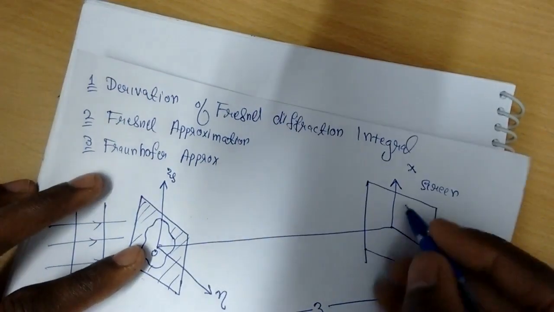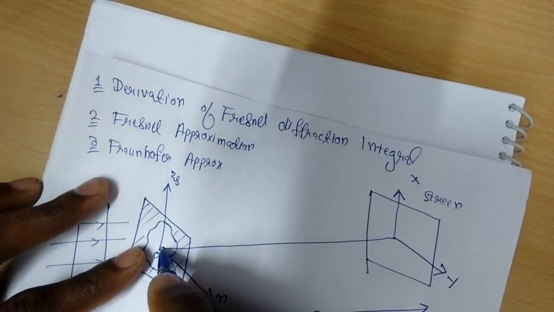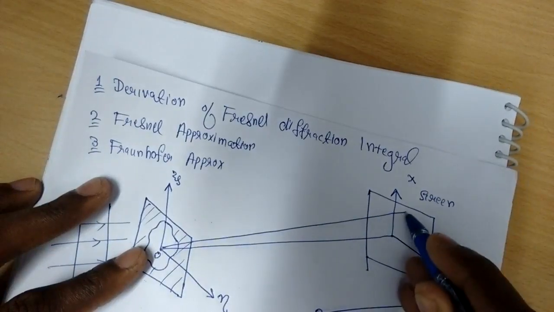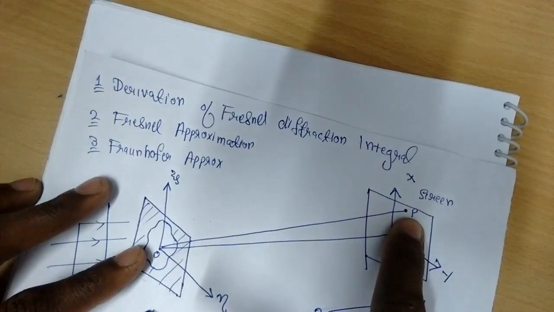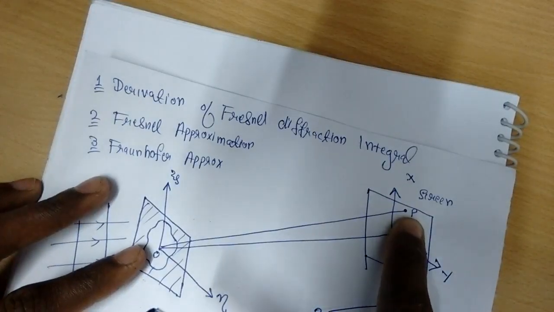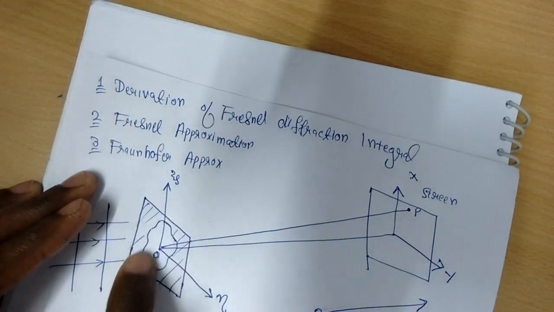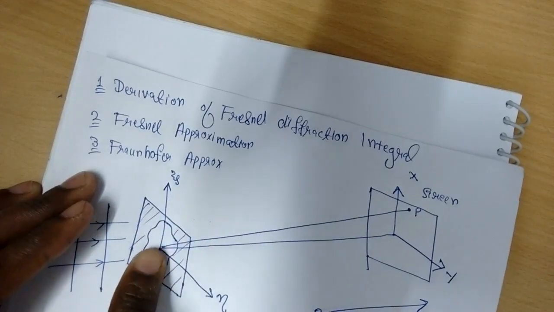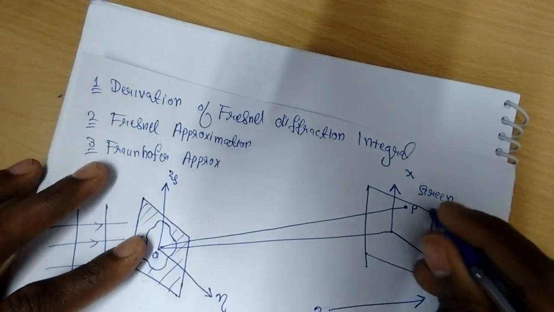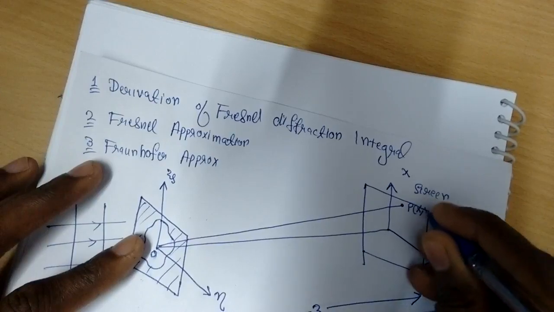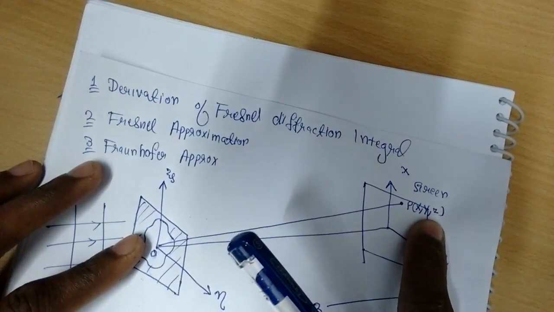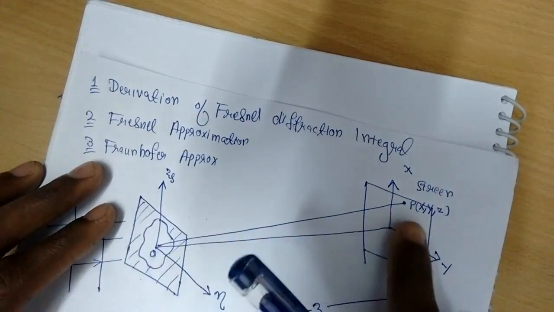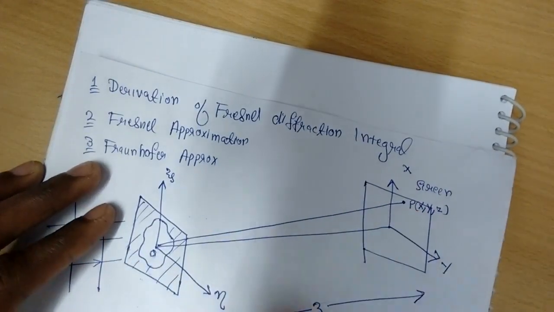Now let us consider that you have an observation point P here. You want to calculate the field at point P because of the diffraction done by this aperture. So the coordinate of this point P will be x, y and z, and you are going to observe diffraction here.